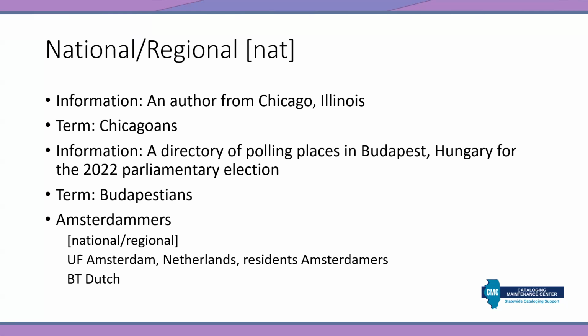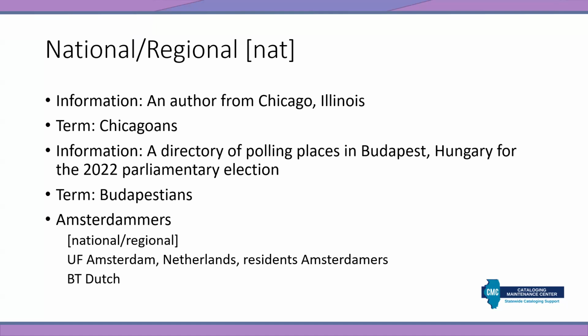The first two examples on the slide were taken from L525, National Regional Category from the LCDGT manual. The third example, Amsterdamers, can be found in the LCDGT list. So for the first example, we have information. It's an author from Chicago, Illinois. So the term is going to be Chicagoans. The second example, our information tells us this is a directory of polling places in Budapest, Hungary for the 2022 parliamentary election. So the term is going to be Budapestians.